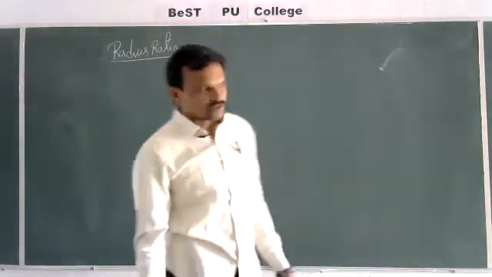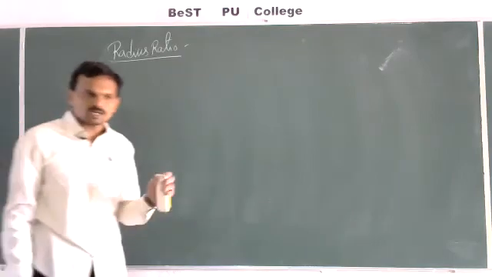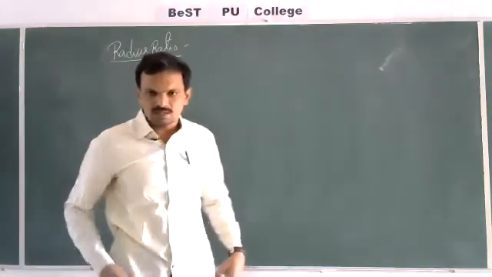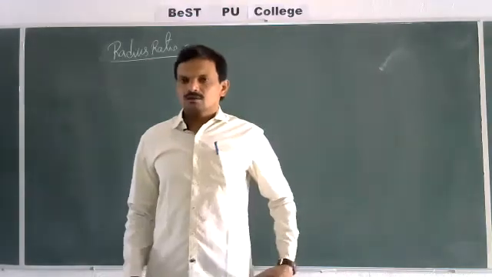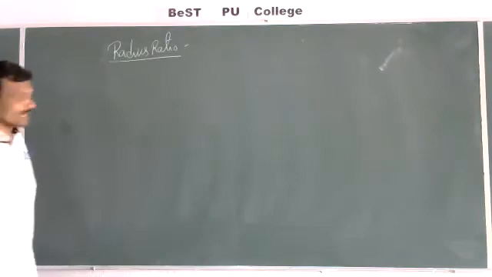Okay, so radius ratio. This concept is also required for objective examinations only, not for PUC. In the PUC syllabus, this is not there, but they are asking some questions in the objective examination. So what is meant by this radius ratio?